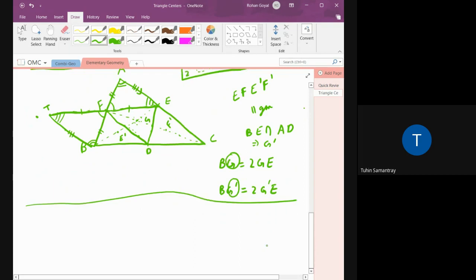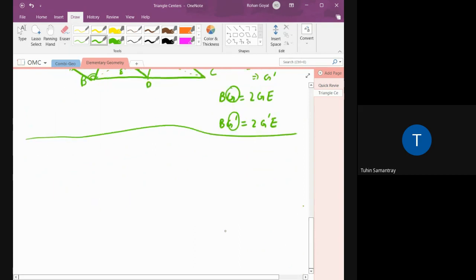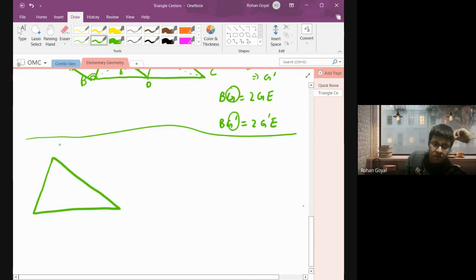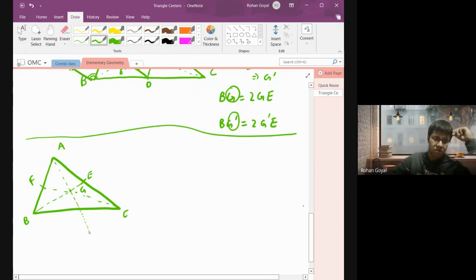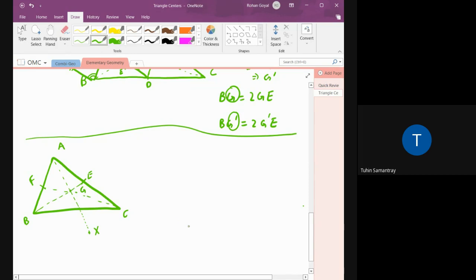Okay, so we will draw triangle ABC and we take the midpoints F and E of sides AB and AC. We join BE and CF and let the intersection point be G. Then we join AG and extend it to a point X such that AG equals GX, and let it intersect BC at D. So we have to prove that AD is the median, and then we will be done.